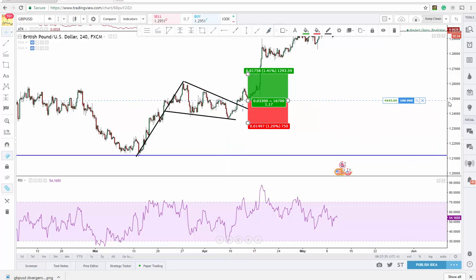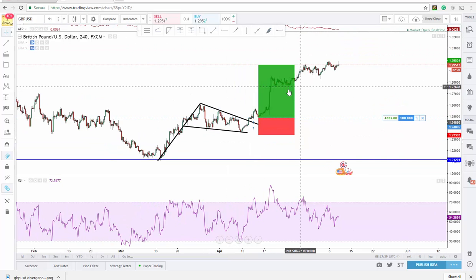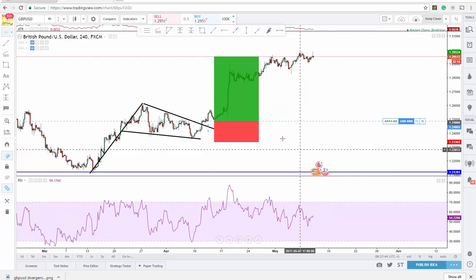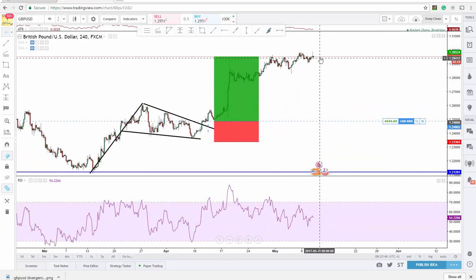Stop loss below swing low. Targets are currently sitting at about a 3.1 risk reward. And I'm actually going to go ahead and take profits on this trade in order to go short here on the pound dollar.